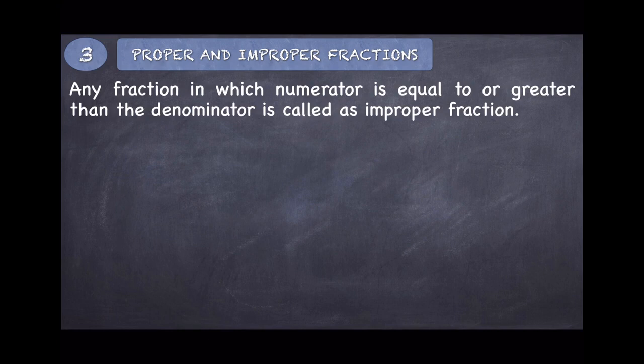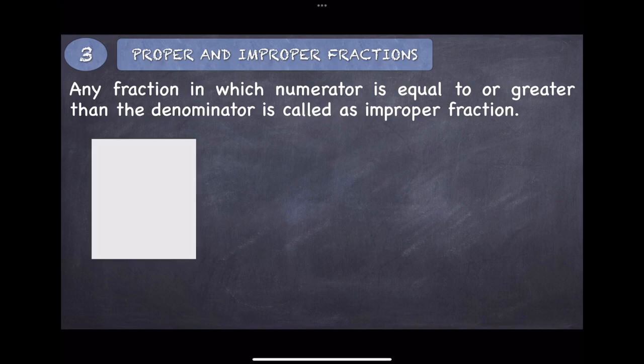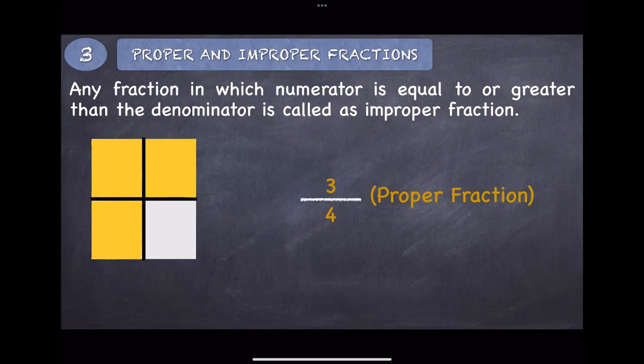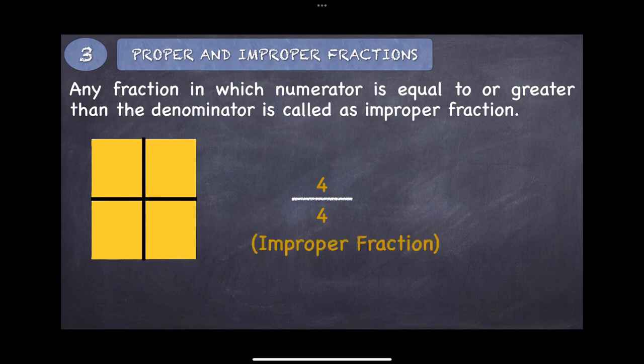Let me take a full sheet of paper and then divide it into 4 equal parts. If I shade 3 parts out of 4 parts, then the fraction would be 3 by 4 or 3/4, which is a proper fraction. But what would happen if I shade all the 4 parts? Yes, the fraction would be 4 by 4, and we can clearly observe that the numerator is equal to the denominator. So it is an improper fraction.